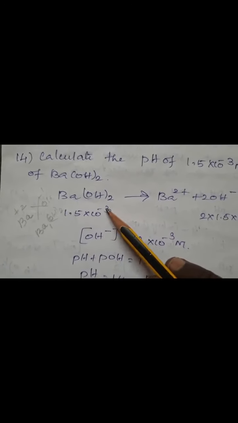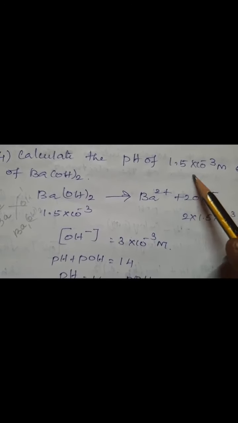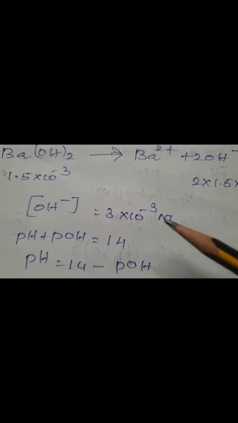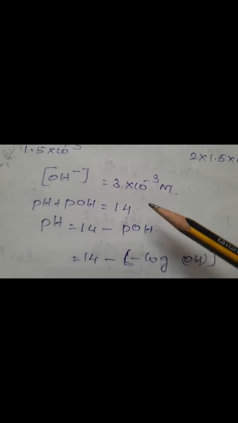So barium hydroxide is given at a concentration of 1.5 × 10^-3. Here the OH- concentration follows from the barium hydroxide given, because it's a base. The OH- concentration for only 1 mole concentration is given. Here 2 hydroxide ions are present, so 2 into 1.5 × 10^-3 means you get 3 × 10^-3 M.